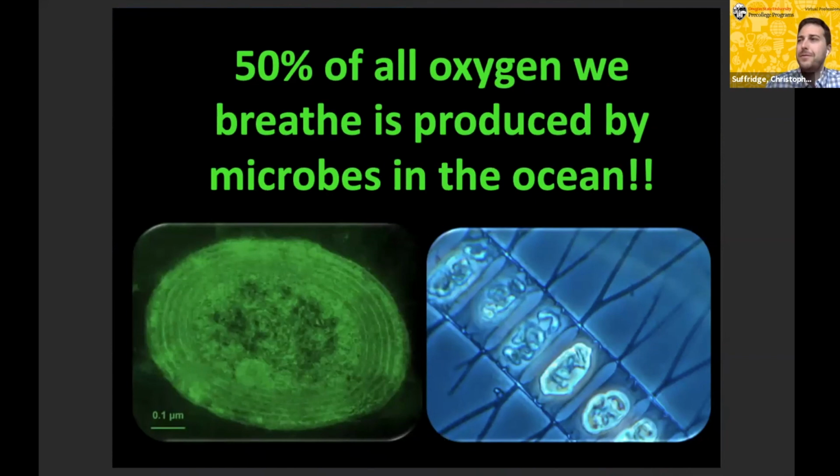Mainly, 50% of all the oxygen we breathe is produced by microbes in the ocean. And that's not just 50% of the oxygen we breathe here in Oregon, a coastal state. That's 50% of the oxygen over the entire globe that is produced by microbes in the ocean, by organisms like Prochlorococcus or diatoms. That's really cool. They're important. I like breathing.